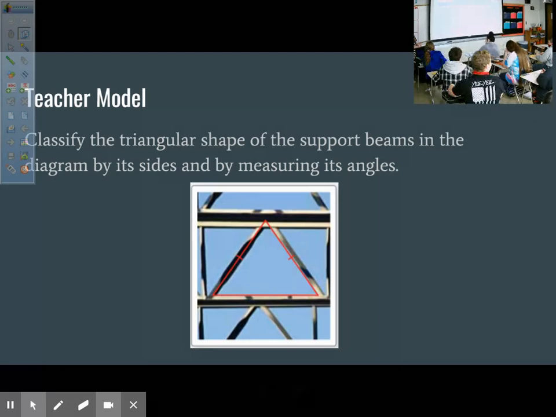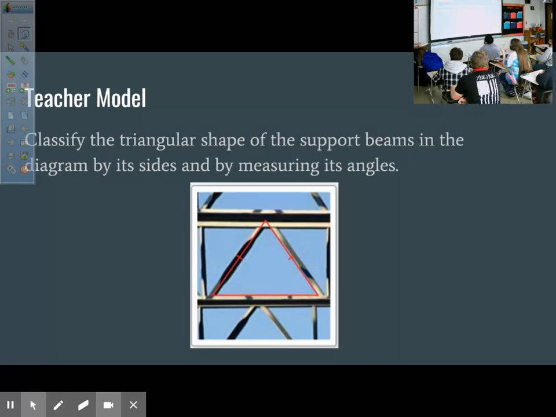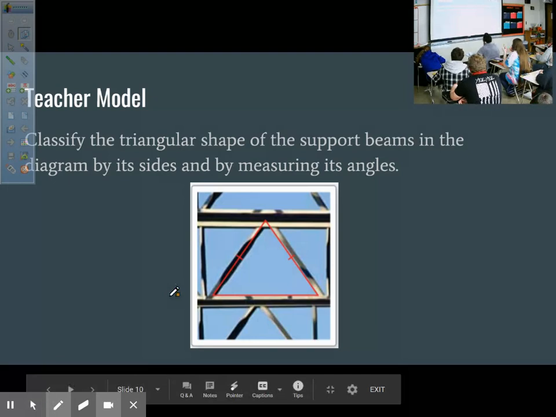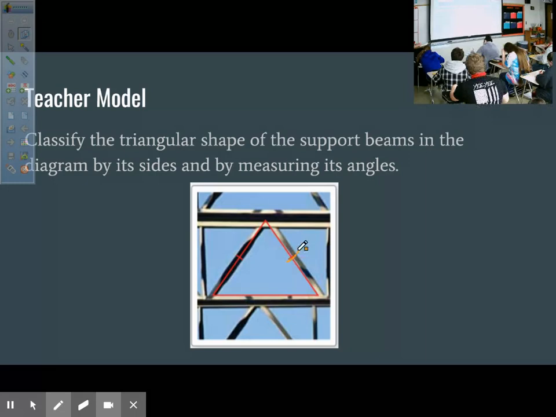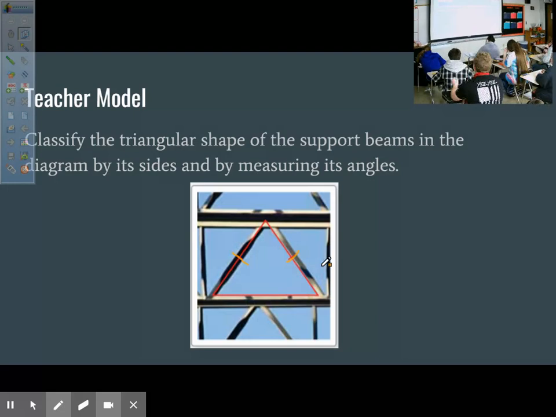Classify the triangular shape of the support beams in the diagram by its sides and by measuring its angles. All right, so in your picture it's kind of hard to see, so if you want to make the marks bigger, you can, so you can see it more easily. But it has this side and this side marked congruent. Like I said, it might be hard to see on your paper, because yours is not in color. Just mark it.